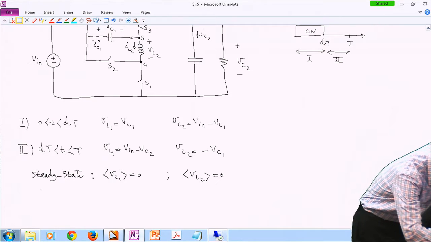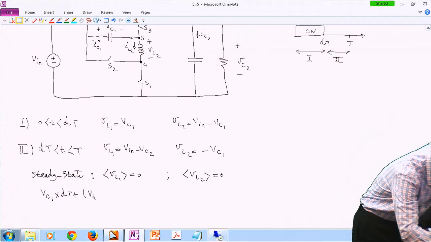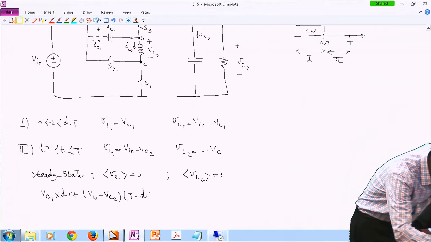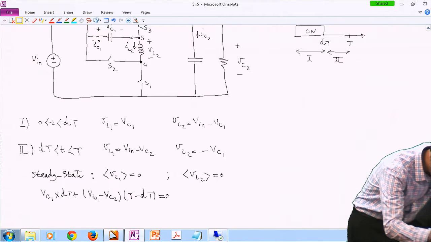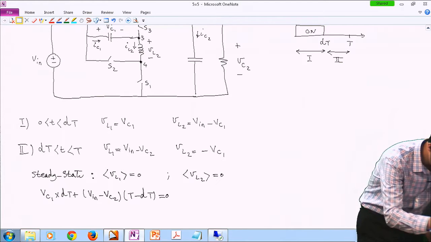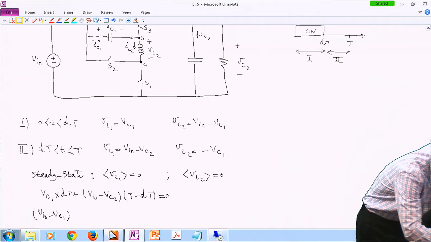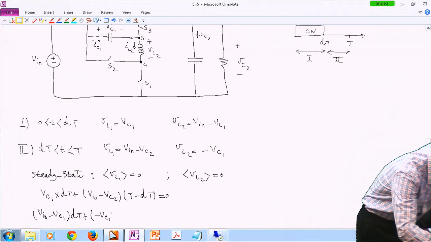All right, so that means for VL1: VC1 times dt plus Vin minus VC2 times (T minus dt) should be 0. For the second one, for VL2, that means Vin minus VC1 times dt plus negative VC1 times (T minus dt) should be 0.